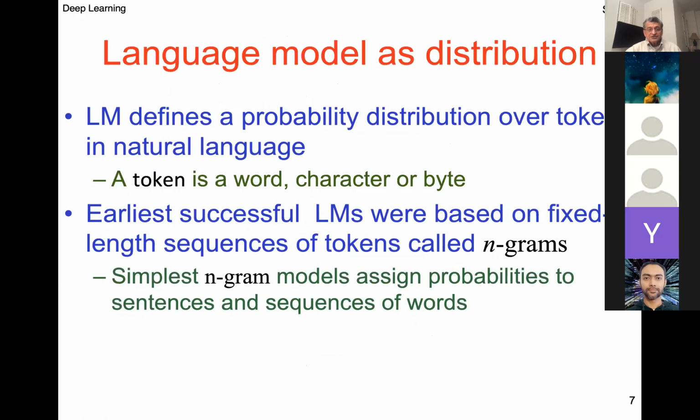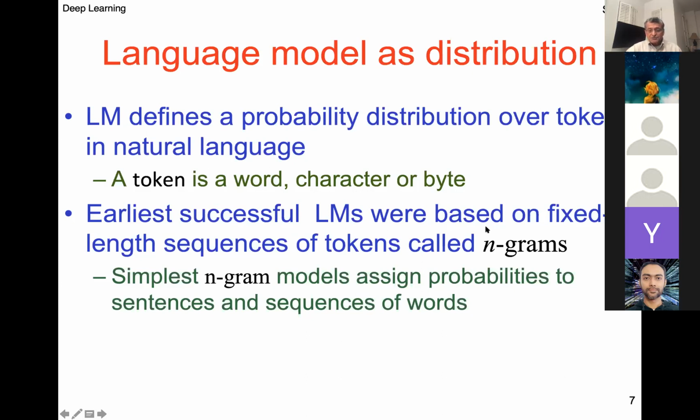Language models as distributions. Language models define a probability distribution over tokens in natural language. What's a token? A token is a word or a character or a byte, so typically we think of it as words. It could also be characters. I guess in Chinese, it makes sense to use characters, right? But there are a much larger number, so they're all characters there. Whereas in English, we don't look at the character level, we look at the word level.